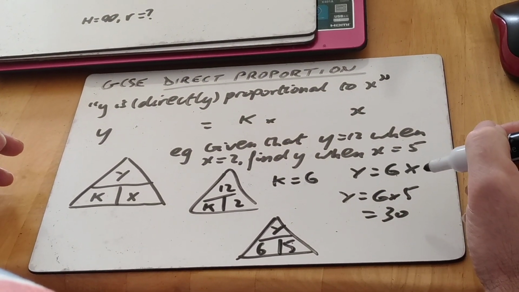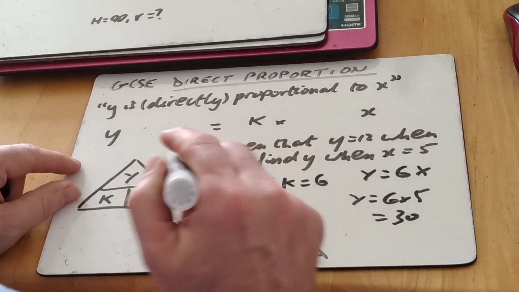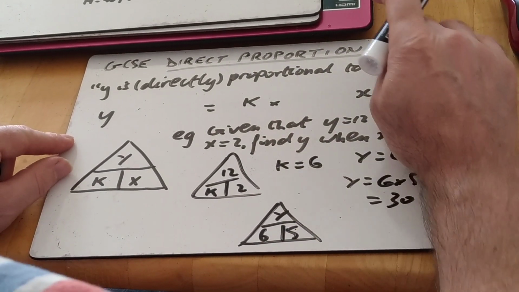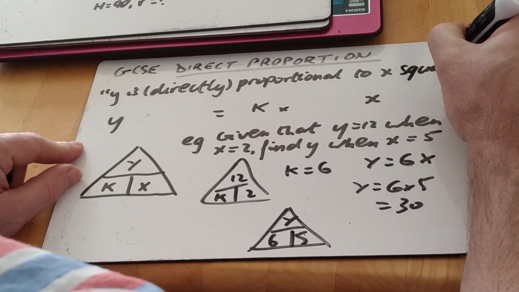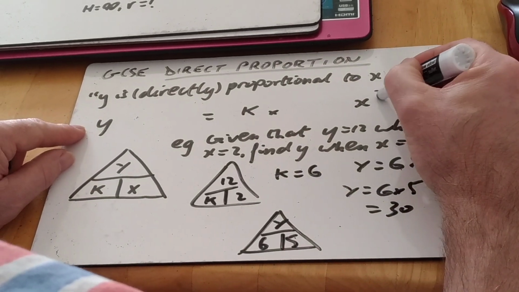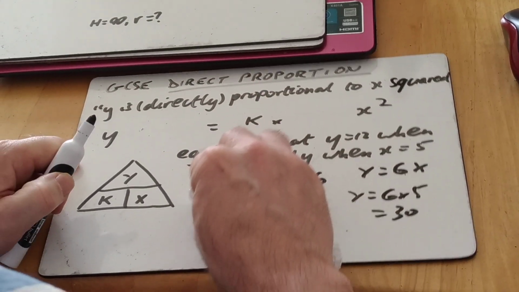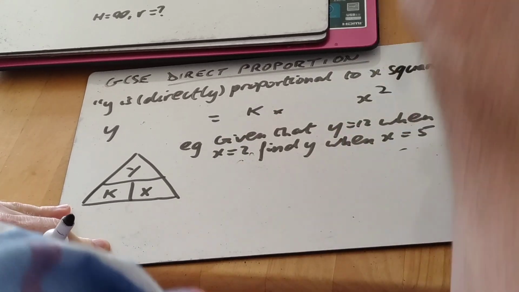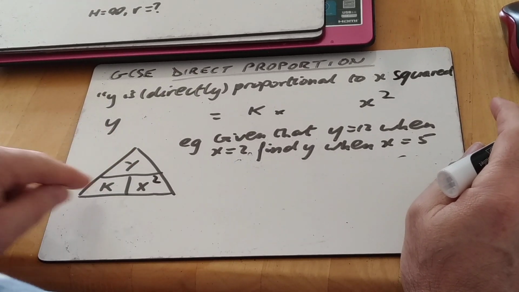This is more useful when the question becomes a little bit more complicated, because the statement might be y is proportional to something, and it doesn't necessarily have to just be x. It could be, in words, x squared. My equation then will be y equals k times x squared. Let's have a look at doing exactly the same setup there, but with x squared rather than x. I will change my triangle: y equals k times x squared.